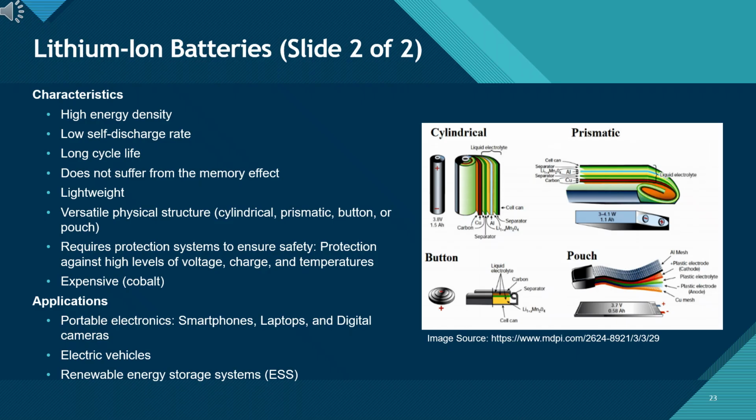One important point is that Li-ion cells require protection systems, like BMS controls, to prevent issues such as overcharge, overtemperature, or excessive voltage. And of course, some cobalt-based chemistries can be more expensive. In terms of applications, Li-ion batteries are everywhere today: consumer electronics, electric vehicles, and grid-level energy storage systems. They deliver the performance and reliability required across all these sectors.